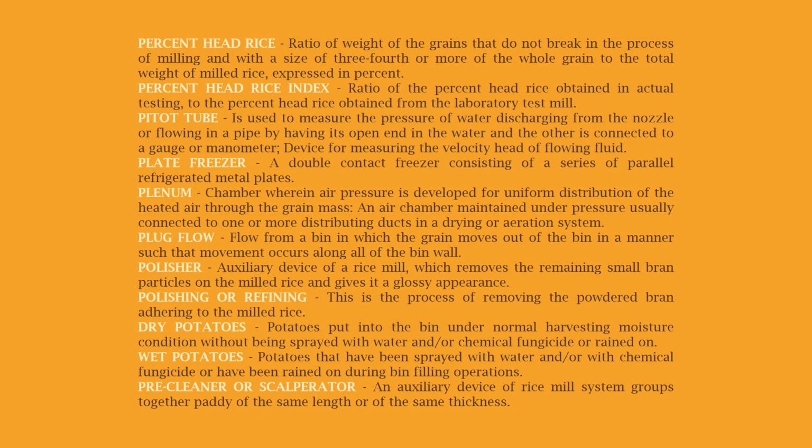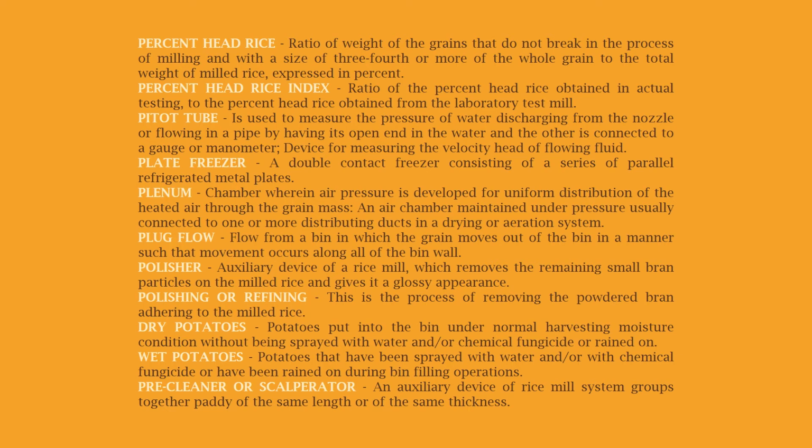Pitot tube. Is used to measure the pressure of water discharging from the nozzle or flowing in a pipe by having its open end in the water and the other connected to a gauge or manometer, device for measuring the velocity head of flowing fluid. Plate freezer. A double contact freezer consisting of a series of parallel refrigerated metal plates.